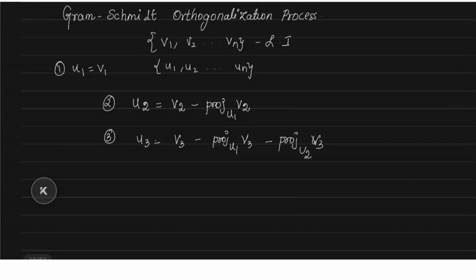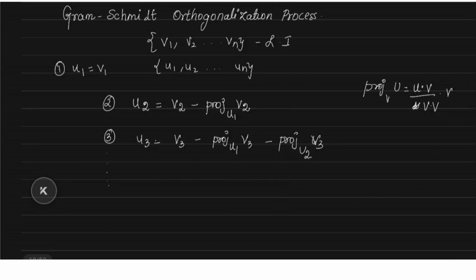So what is this projection actually? The general definition for the projection of u on v is u dot v divided by v dot v, into v.